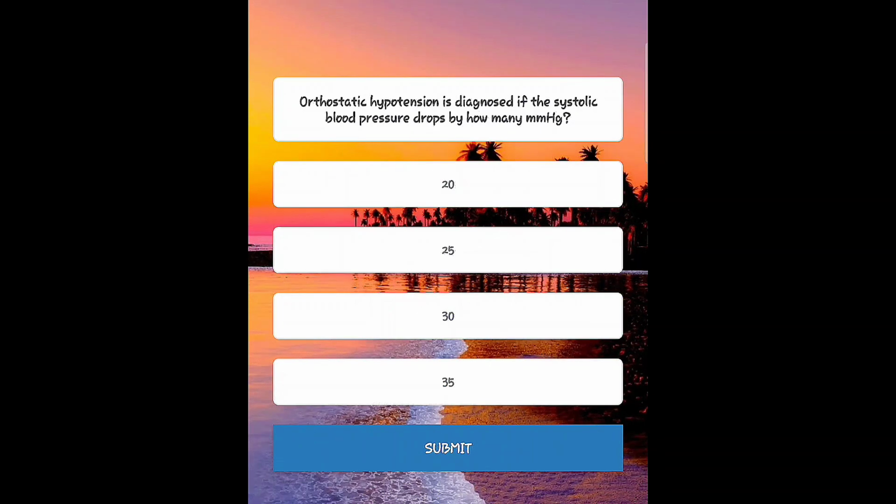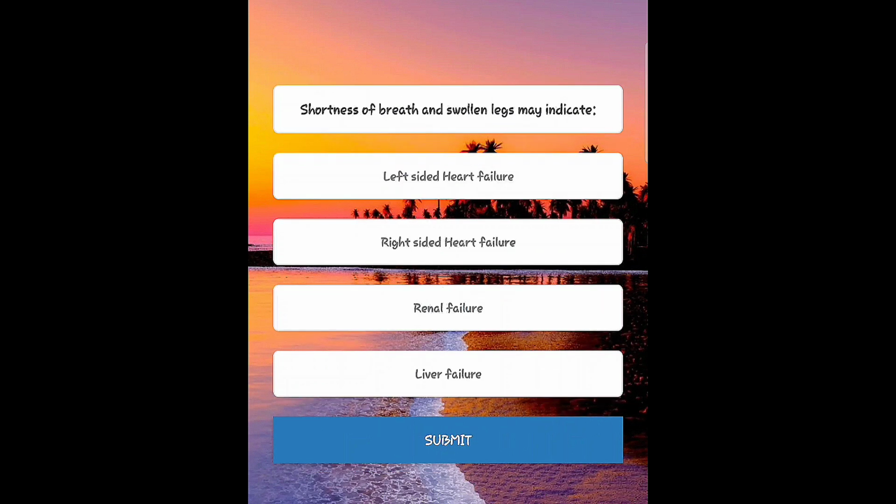Orthostatic hypotension is diagnosed if the systolic blood pressure drops by how many? So our option should be 20. Shortness of breath and swollen legs may indicate. So our option should be right-sided heart failure or renal failure. Right-sided heart failure. Okay. It shouldn't be renal failure because renal failure means all the body would be swollen. So our answer is right-sided heart failure.